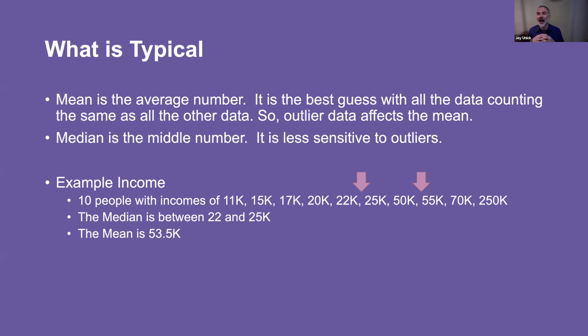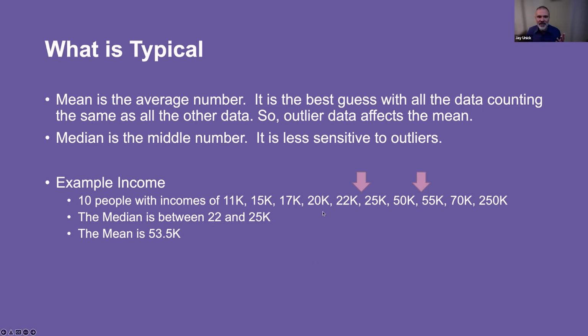The example that we have here is, let's say we have a town with 10 people and the incomes are 11,000, 15,000, 17,000, 20,000, 22,000, 25,000, 50,000, 55,000, 70,000. And then some dude up here that makes 250,000, right? And you want to describe what is a typical income of this town. Well, the mean is 53,000, which puts us way up here. So there's only 3 people above that. Is that the typical income?